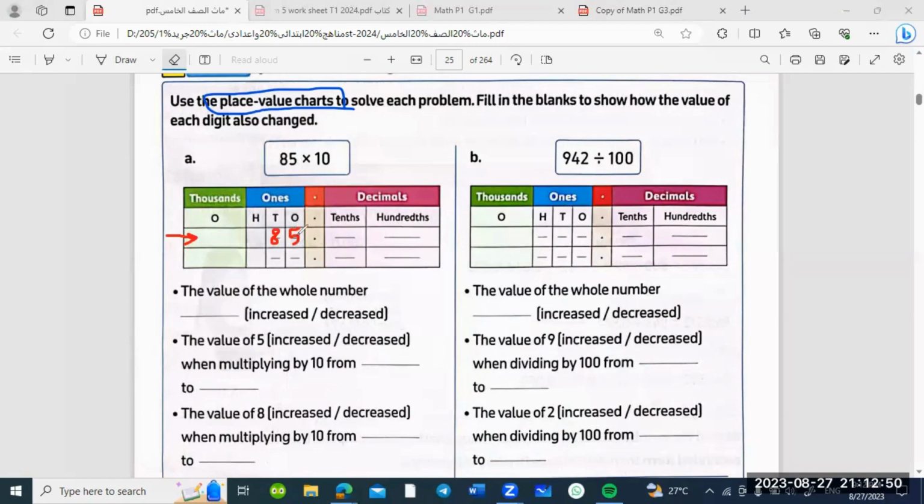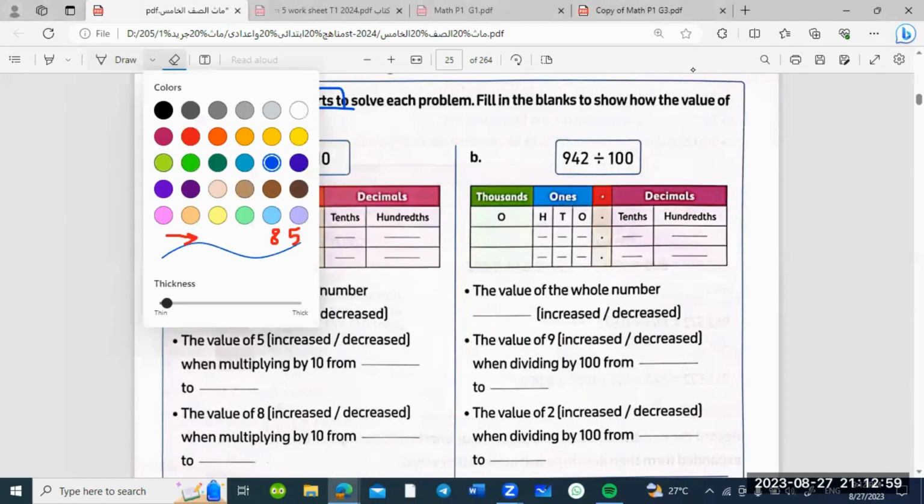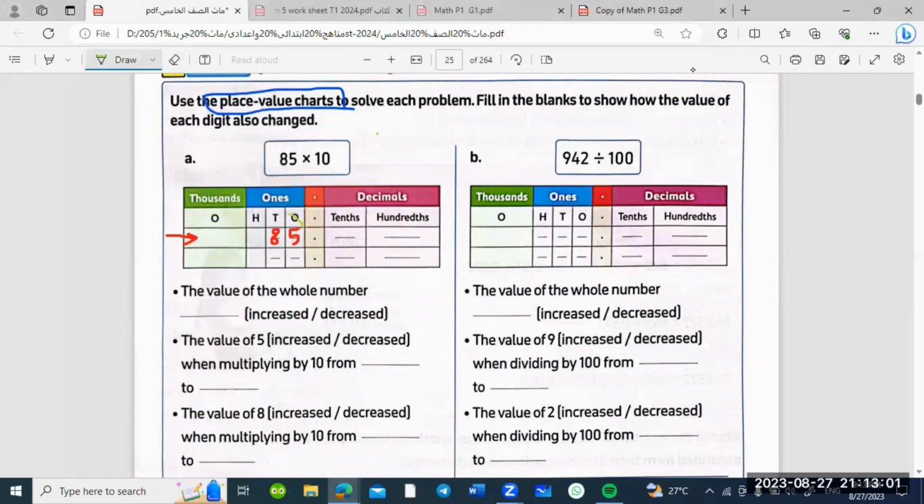Okay Jana, when I take the 5, be careful here please. When I take the 5 and move it one step back, it means one step left. No, I will just move it. I will not change it.